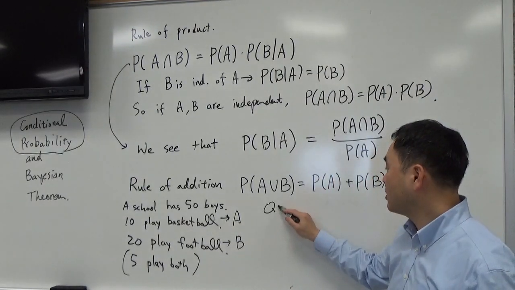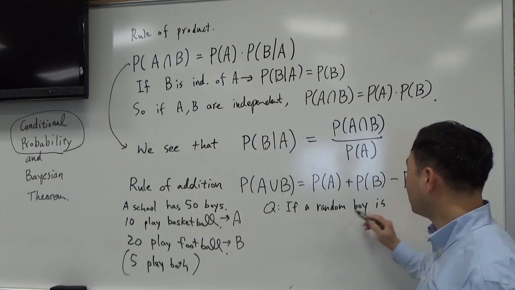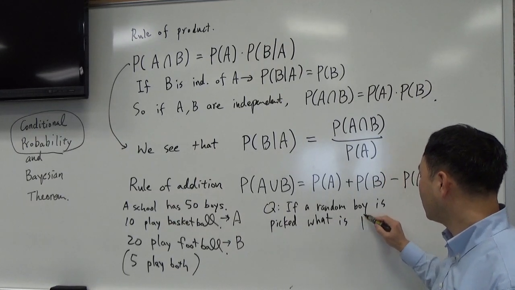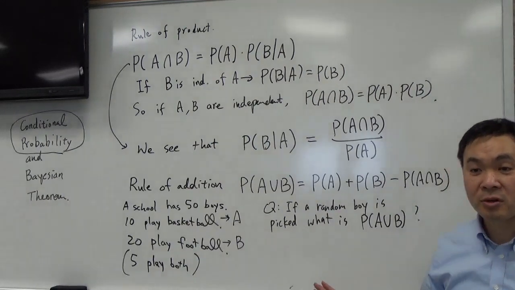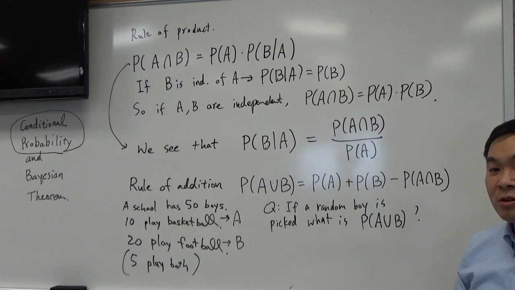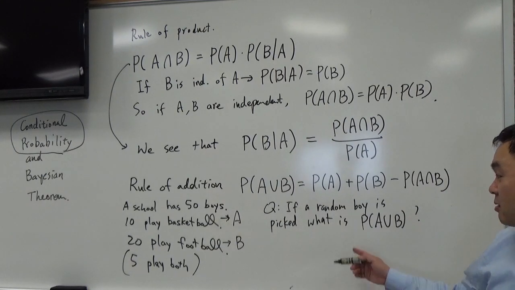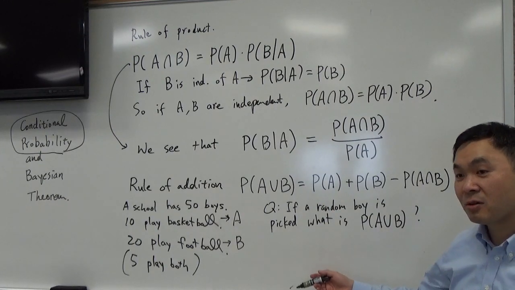And the question is, if a random boy is picked, what is the probability of A or B? What's the probability that this kid is playing basketball or football? Now, you could solve this without using this formula because, well, 10 plus 20 is 30, but then five players are double counted, so you have to subtract five from it. So there are 25 people who play either of the sports, right? So what's the probability? Out of 50, one half. Right? So probability is one half. That's how you can answer.